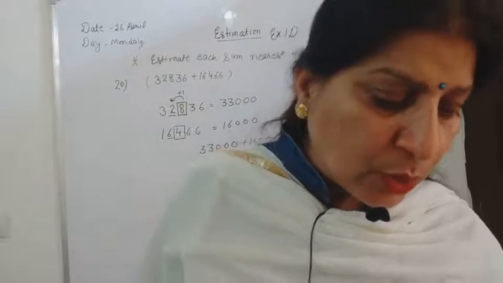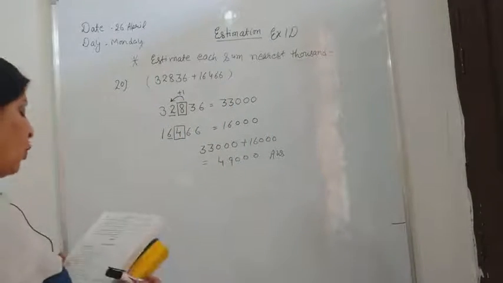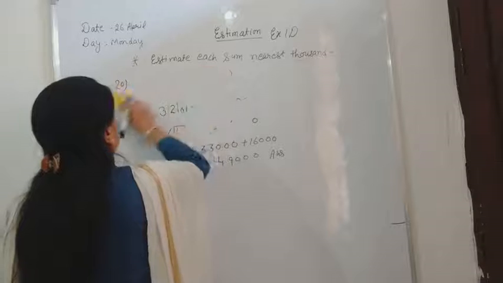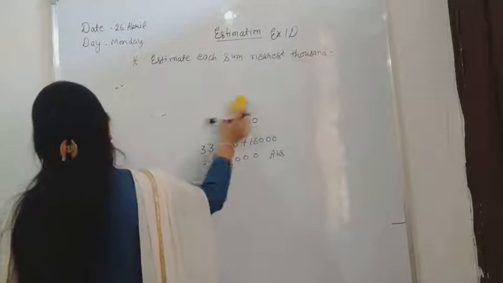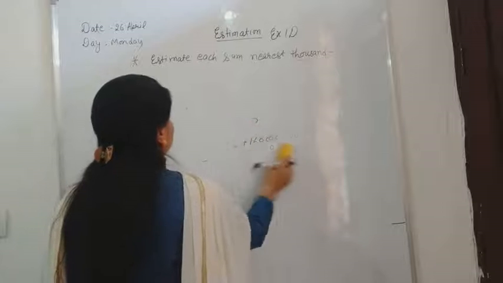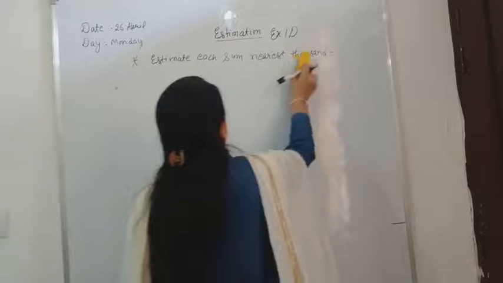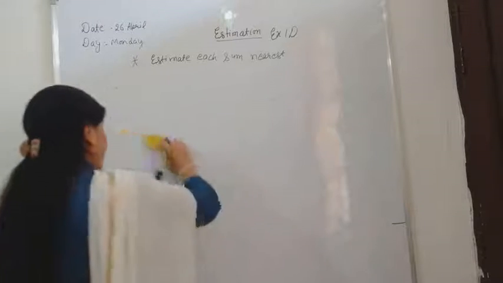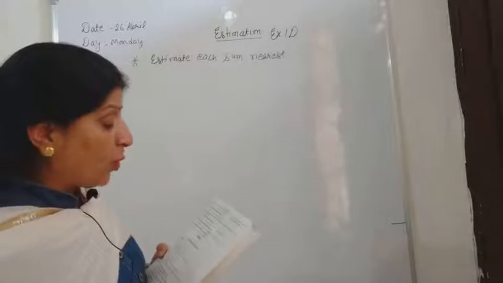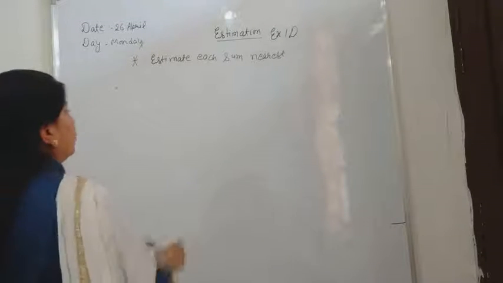Now in question 22, you are given there are 54 balls in box A. Box A में आपके पास 54 balls हैं and 79 balls in box B. Box B में आपके पास 79 balls हैं. So estimate the total number of balls in both the boxes taken together. How do you do this question?